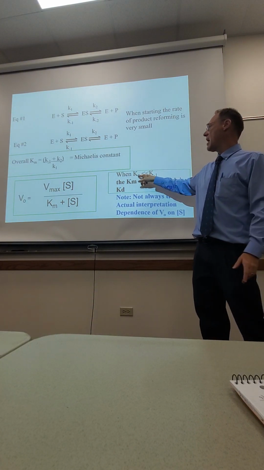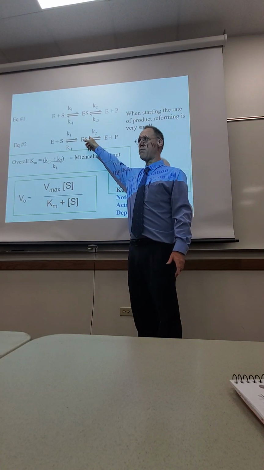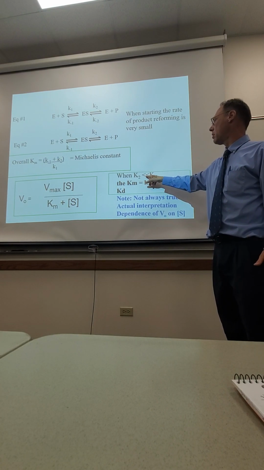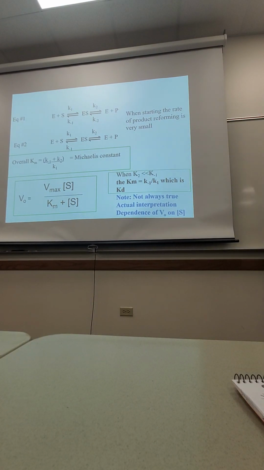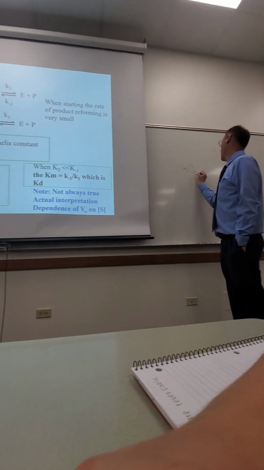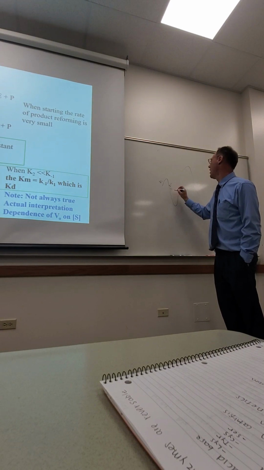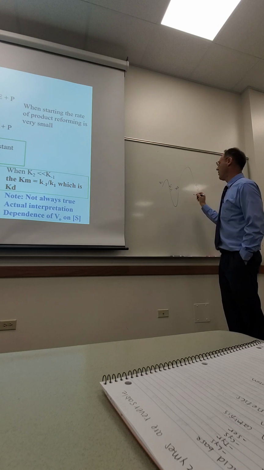K2 is what rate? It's the rate of product formation. If K2 is very, very small compared to K negative 1, now if I were drawing that on a graph, what would I be drawing? Okay, we're talking about a graph here, and what I'm saying is this is K1, and this is K2, sorry, K to the negative 1, and then this is K2, and this would be K to the negative 2.